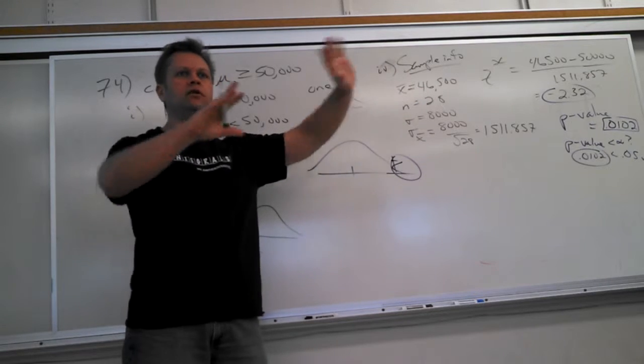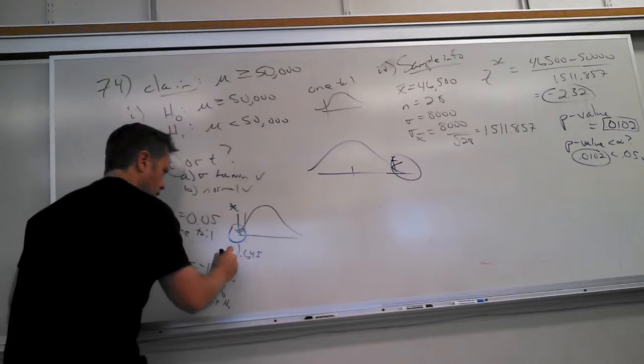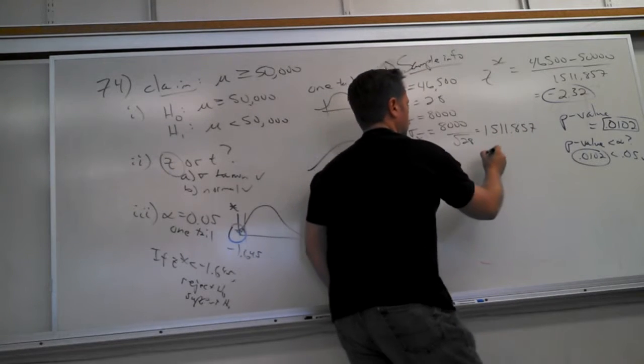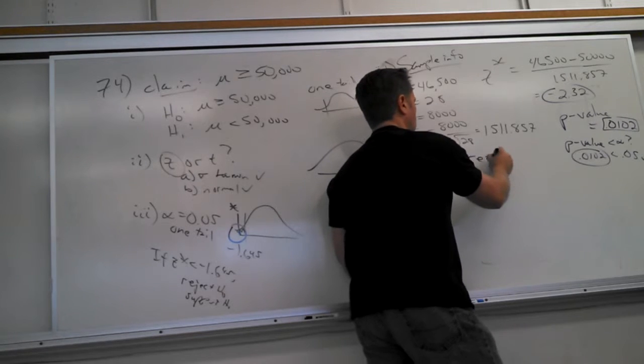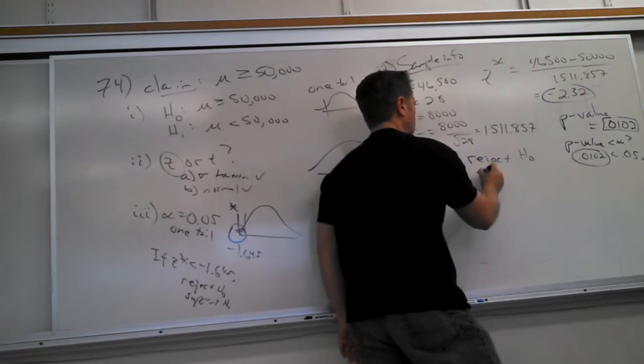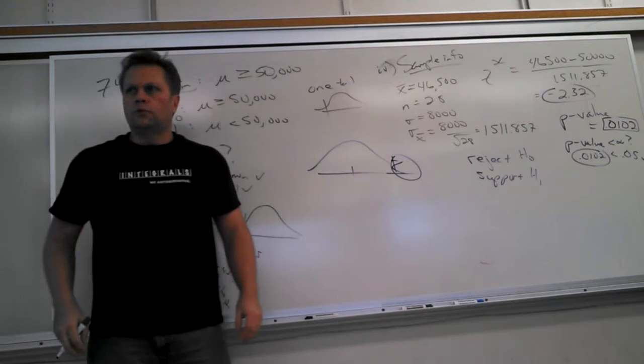So now what are we going to do? What's the conclusion? Not the full-blown one, but what's the short thing I can say here? Considering where we ended up and this fact, what can I say? Do we reject or fail to reject? We reject because we got into the rejection region. We reject the H0. We support the H1. Right?